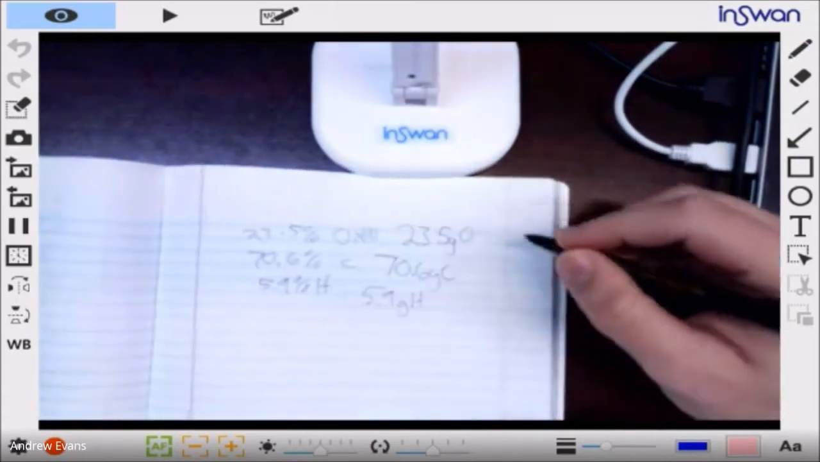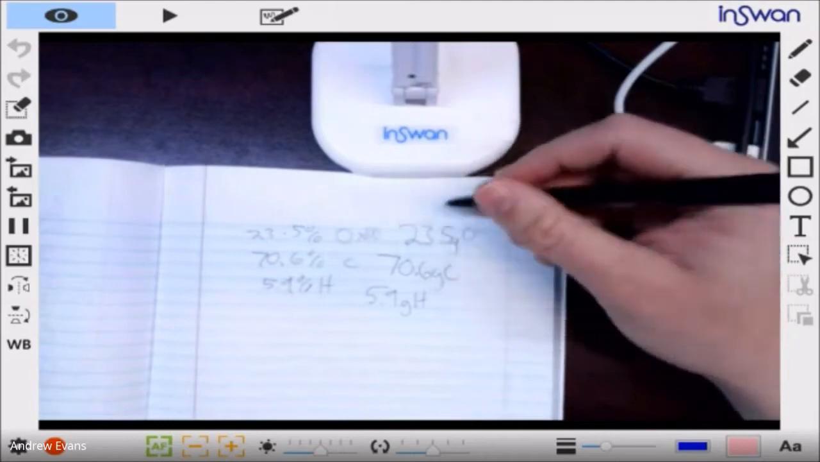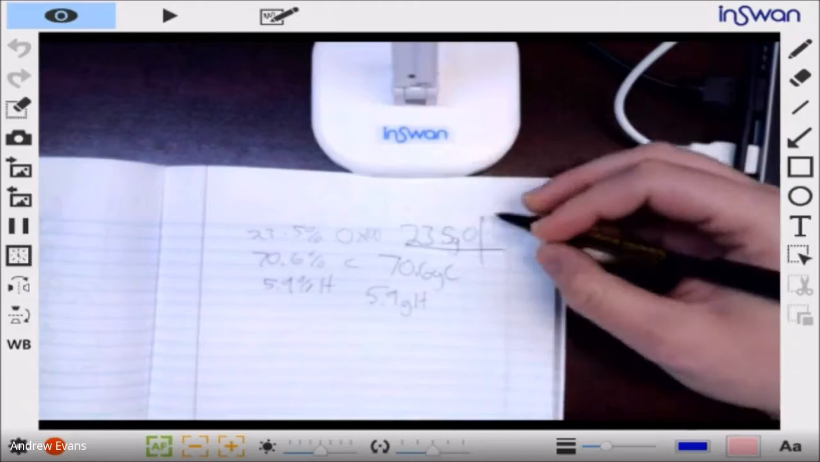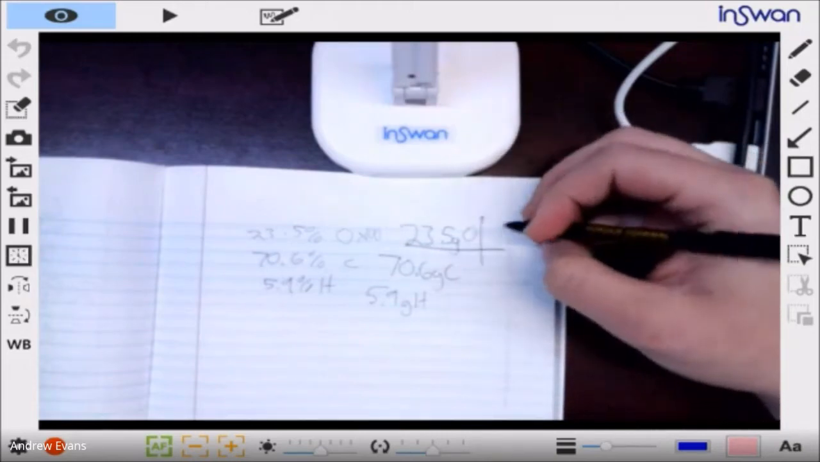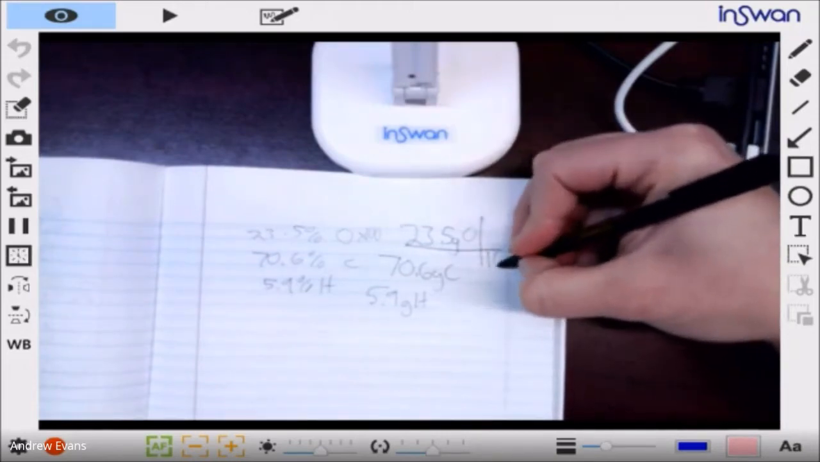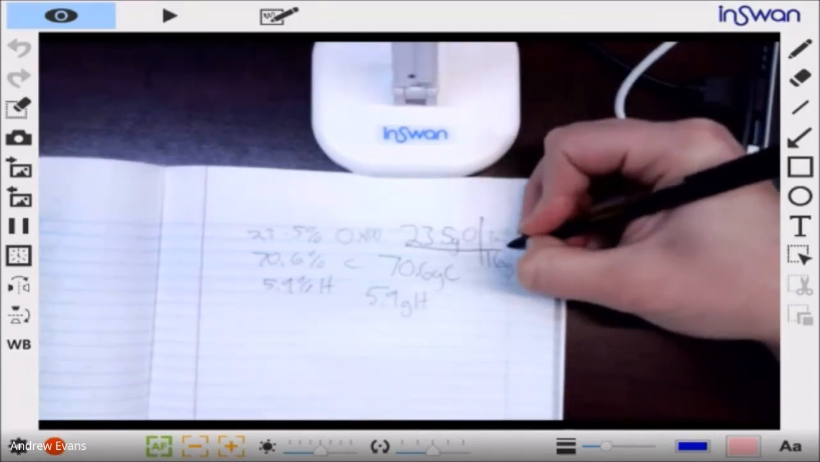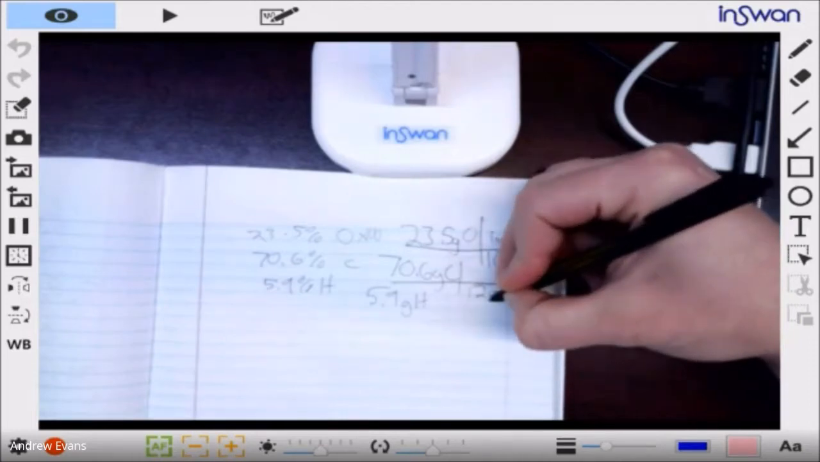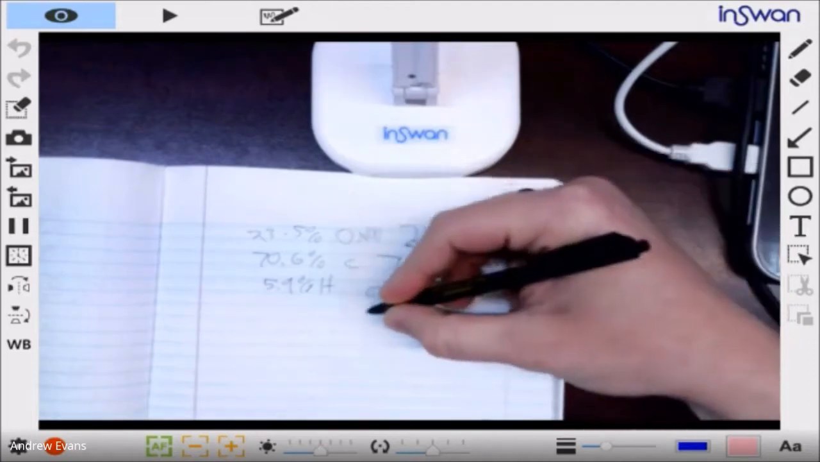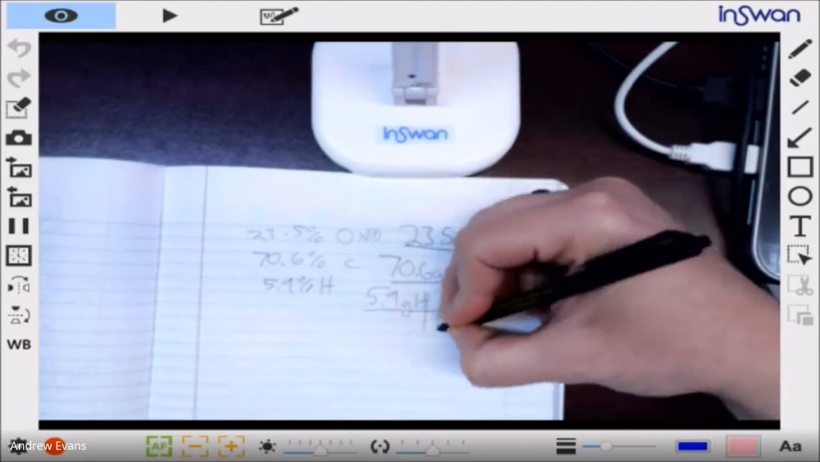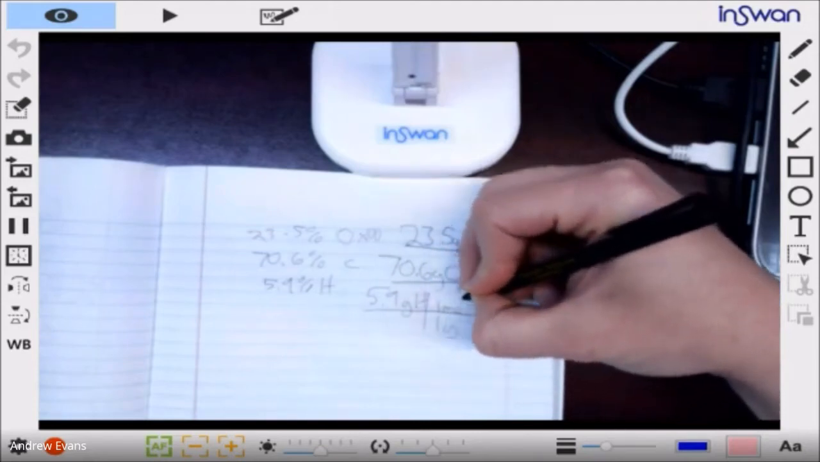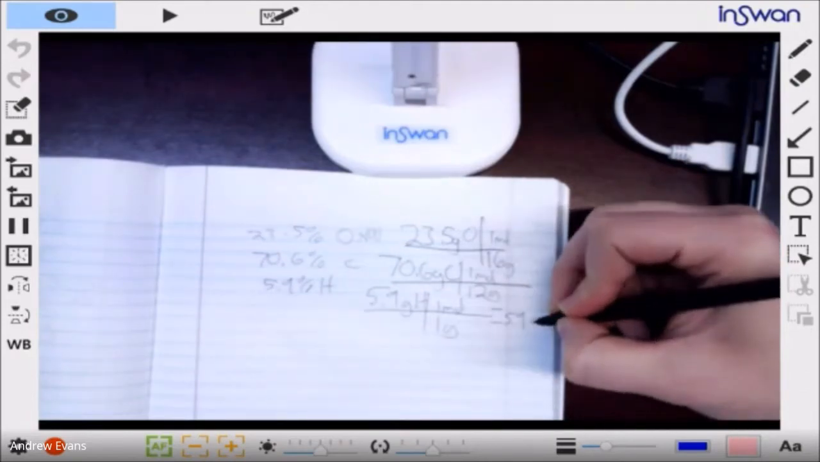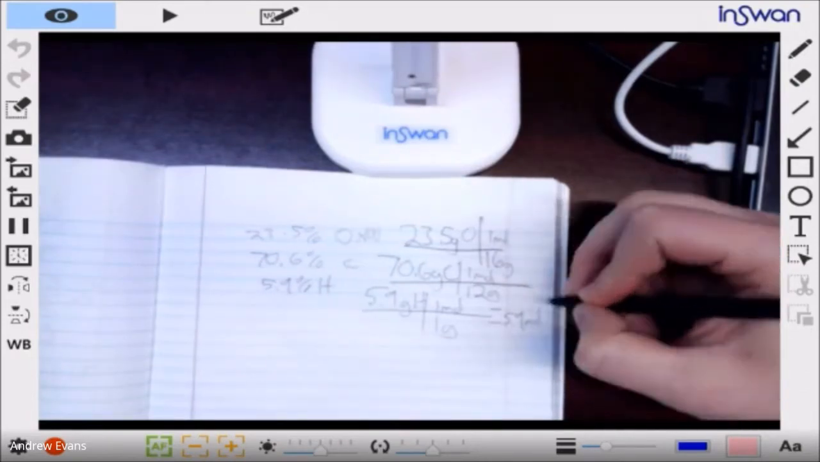Now, to get a mole ratio, we have to turn these into moles. In order to turn these into moles, we need the molar mass. Oxygen, looking at the periodic table, is 16 grams in 1 mole. Carbon, 12 grams in 1 mole. And hydrogen is essentially 1 gram in 1 mole. It's not perfect, but this will get us close enough. So 5.9 moles of hydrogen.